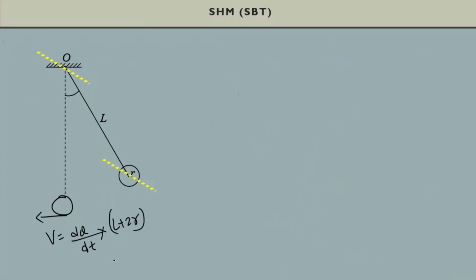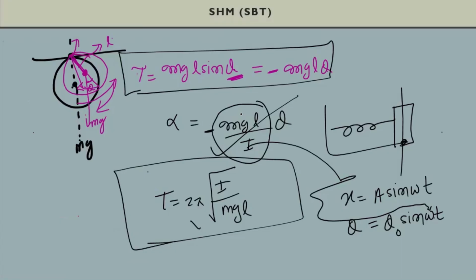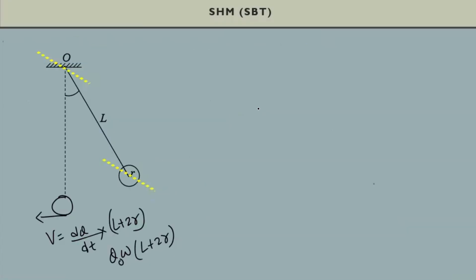And d theta by dt is how much? That is theta naught omega into L plus 2r. Now what is this omega? That we can easily calculate with the formula of the physical pendulum. So omega square is how much? mgl by I. So omega will be equal to root under mgl by I.